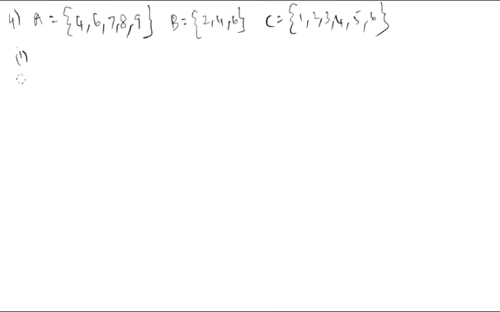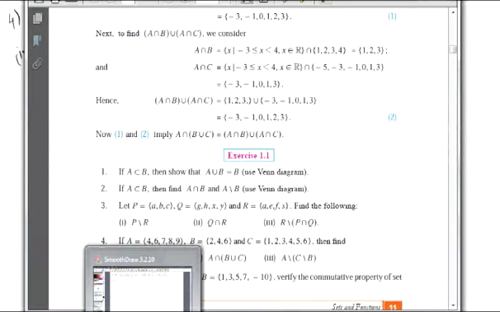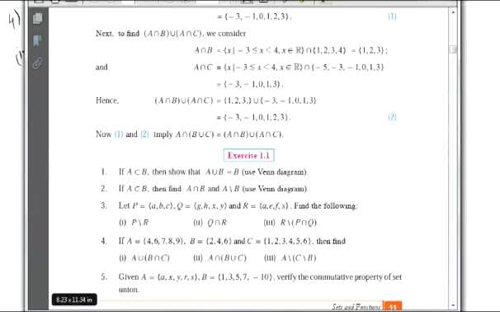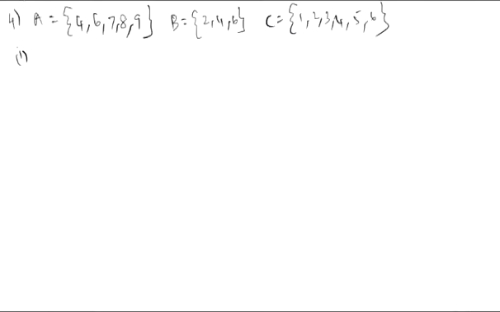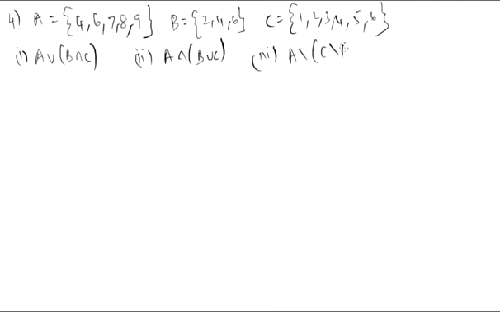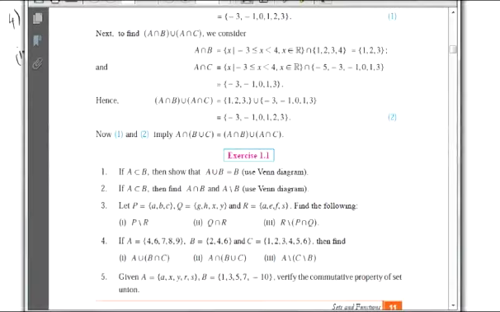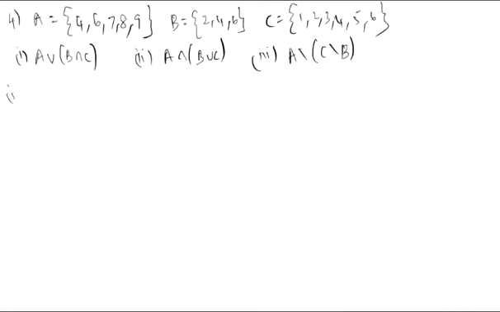And what are we supposed to prove? You are supposed to prove A union, I mean, not prove, sorry. We are supposed to find out A union B intersection C. And A intersection B union C. A set difference C set difference B. Okay, A union B intersection C. Second is A intersection B union C. Third is A set difference C set difference B. Correct? Yes. Okay. Now let's take the first one.